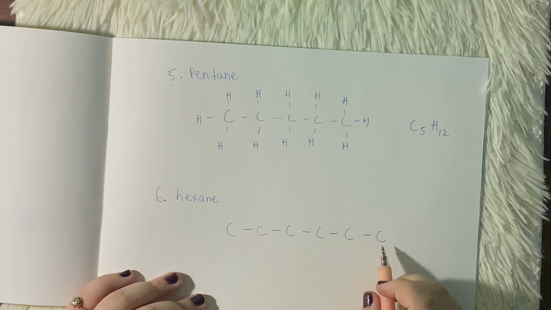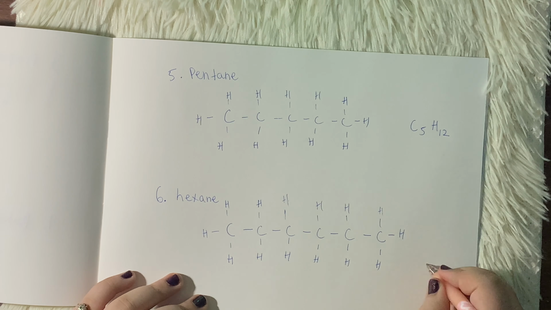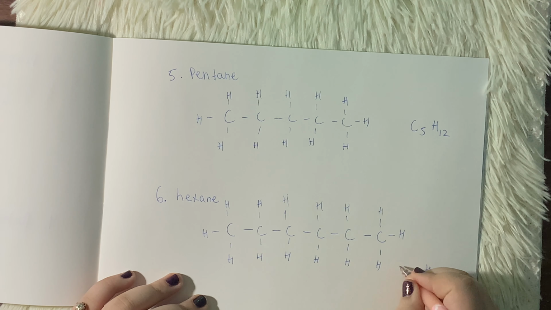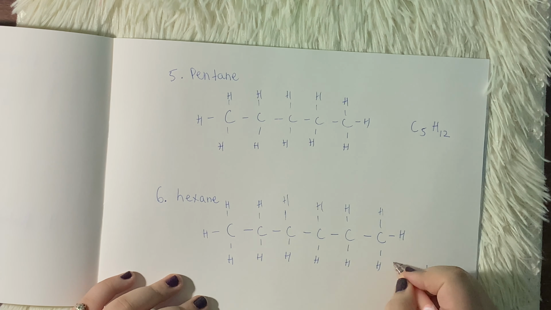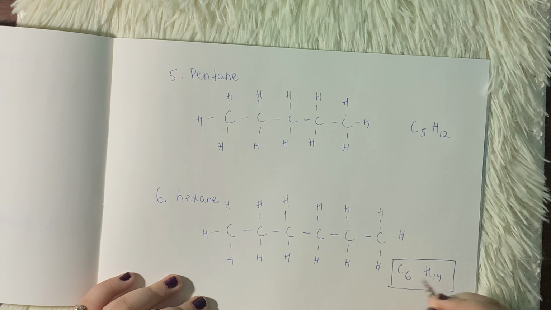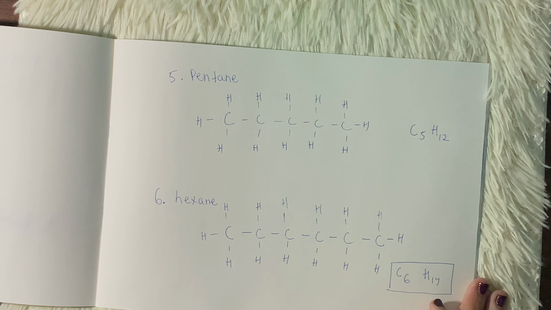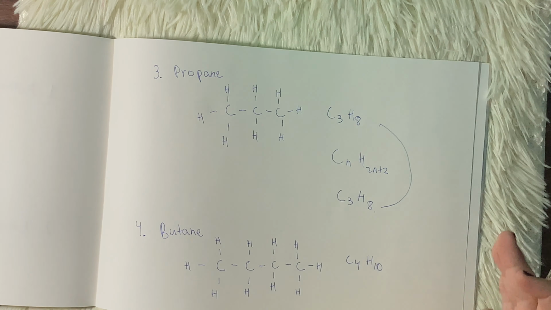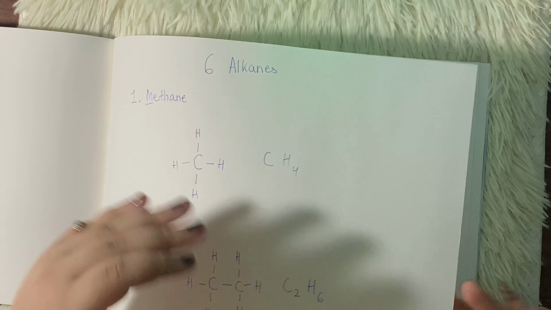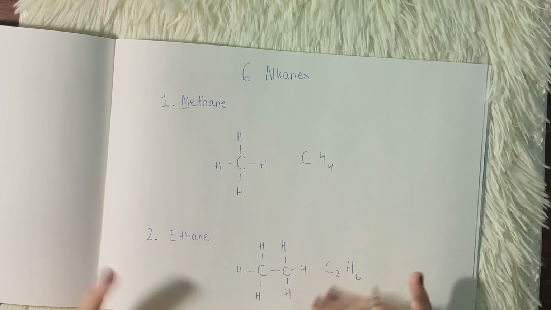Like I said, each carbon needs to have 4 bonds. So 1, 2, 3, 4. That's 14, so we know that there are 14 hydrogens. And hexane means 6, so 6 carbons. So that's the formula for the last alkane. So now we are basically done, and I hope that I showed you a pattern in how you can identify the different alkanes. So hopefully this helped.